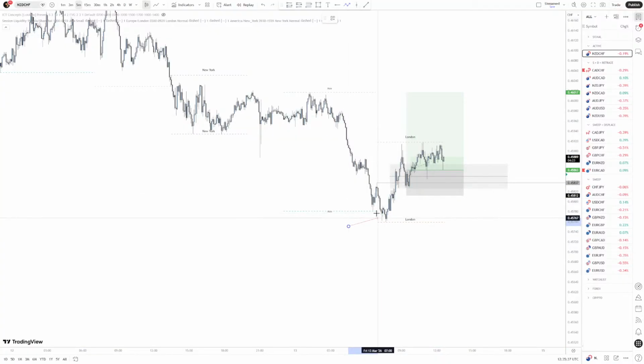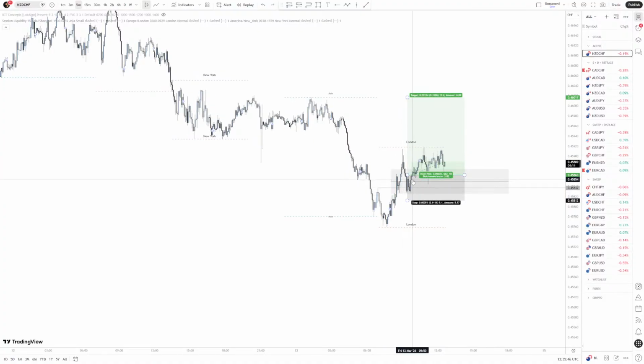You see here, although it was pretty much instantly, we had the sweep there. Then we had the displacement, which broke this structure. And then we had this imbalance created. Price came back down to fill it. We got in on our entry because that's where institutions will protect their orders. Then we are targeting the liquidity, or external liquidity, that hasn't been touched.